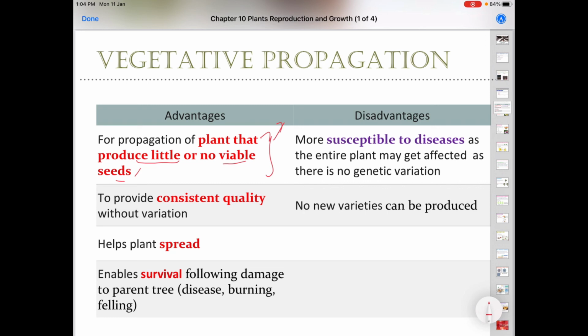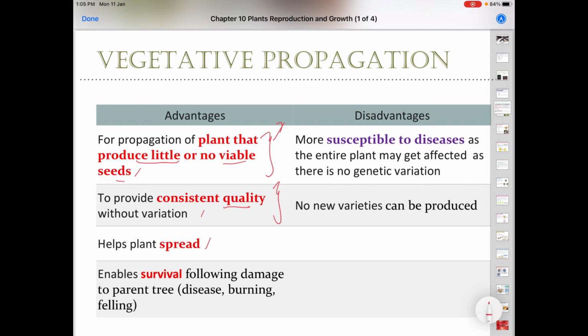The second is to provide consistent quality without variation. This is very important if the person is doing agriculture, because we need a consistent quality of production. This can help the plant to spread and enable survival following damage to the parent tree. For example, if the parents are damaged, the new plants will still have the genetics of the parent. So those are the advantages of vegetative propagation.